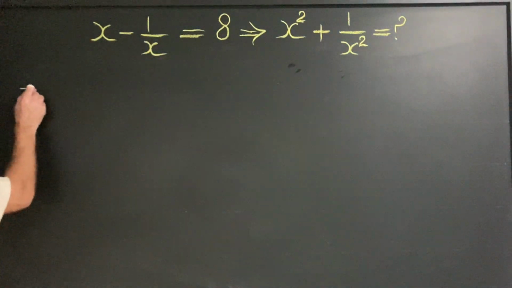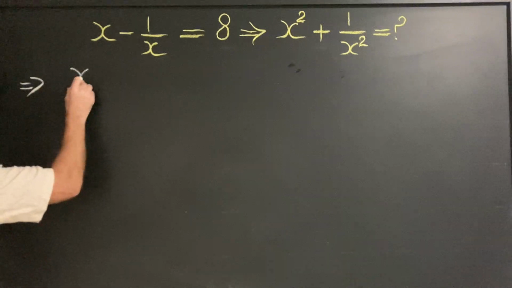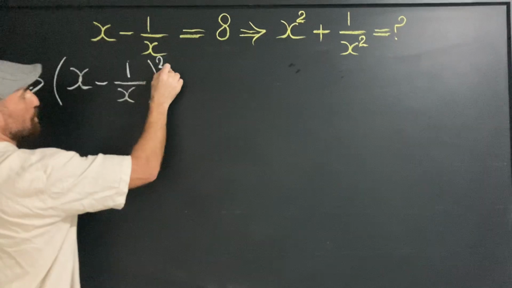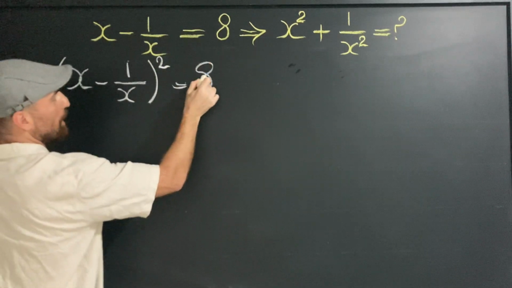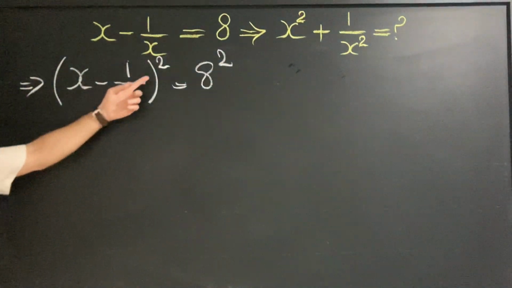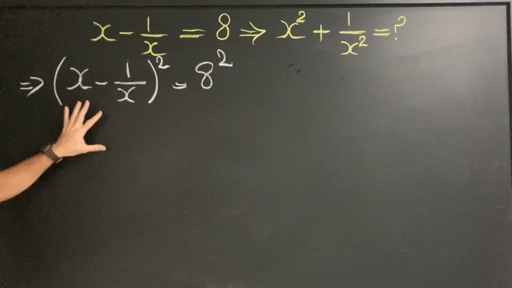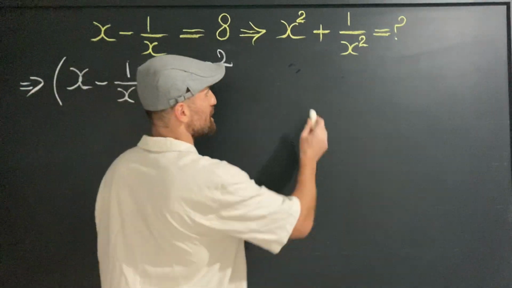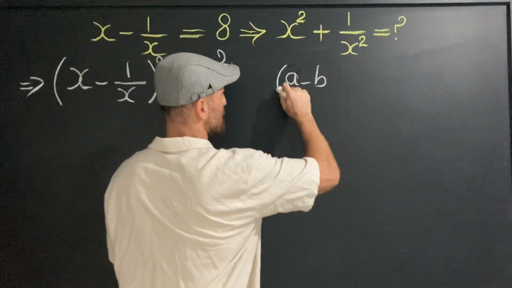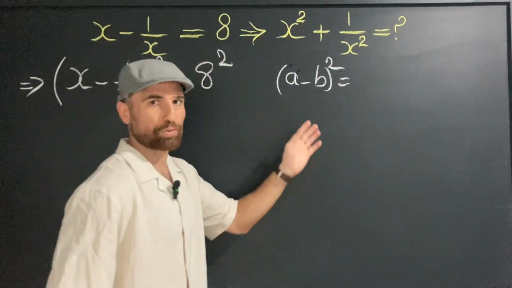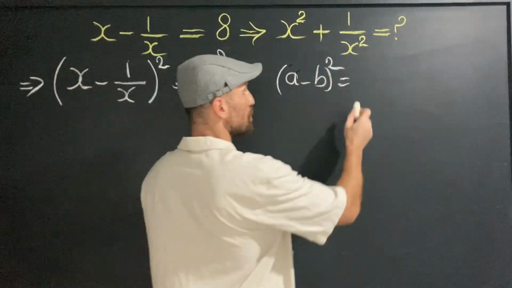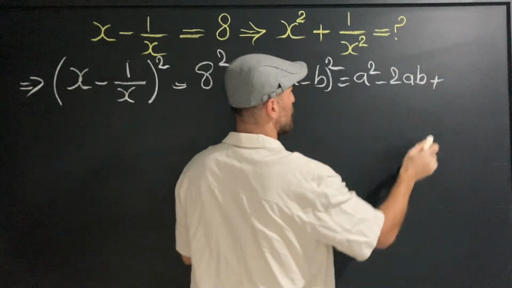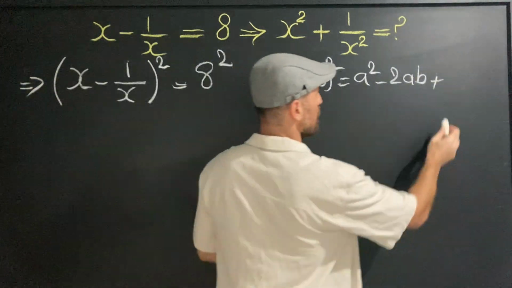It is going to be, let me write it here, left hand side, x minus 1 over x to the power of 2 equals right hand side 8 to the power of 2. What is this? A square of the difference of two terms. So to simplify this one, I'm going to follow an algebraic identity that says a minus b to the power of 2. Can you remember this? First term to the power of 2 minus twice of the product of the first term and second term, and finally second term to the power of 2.